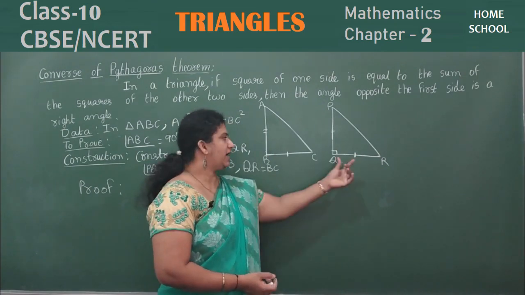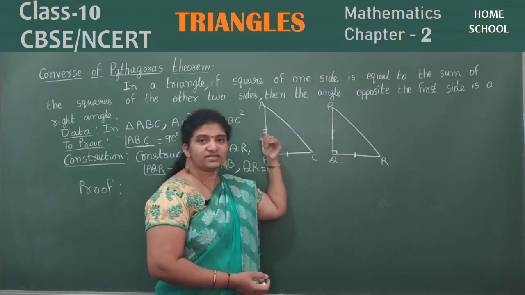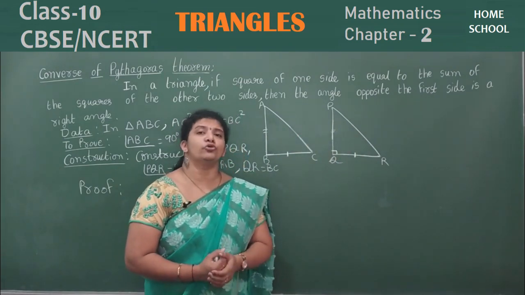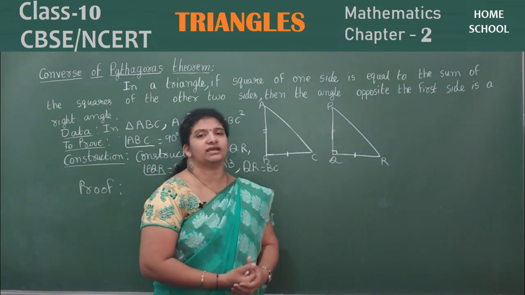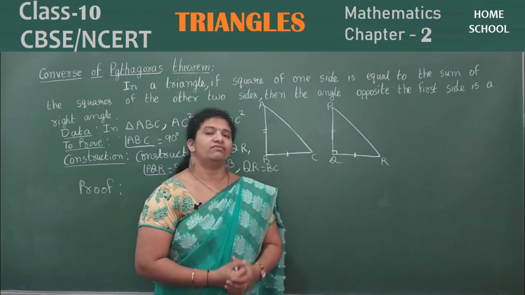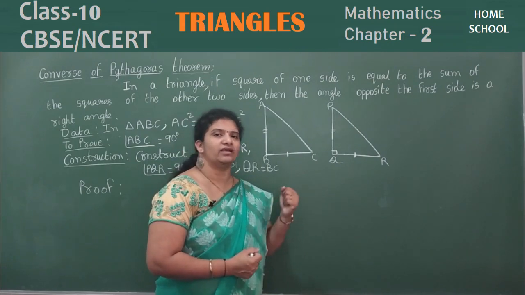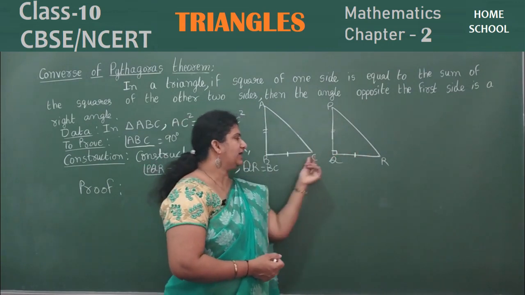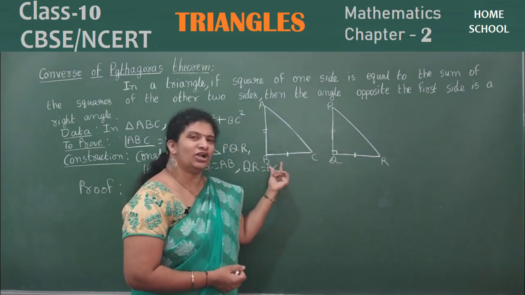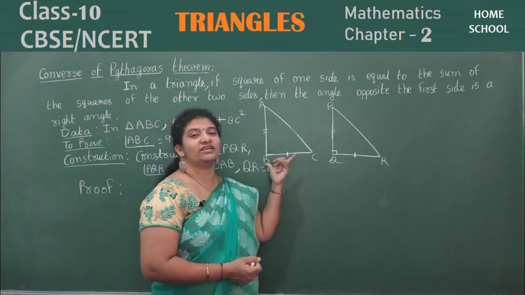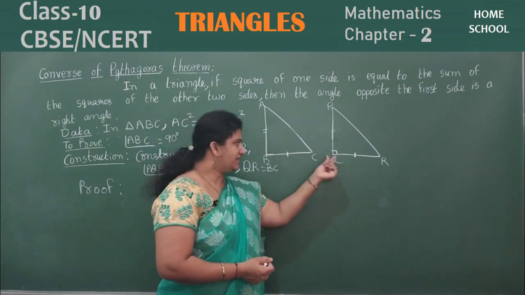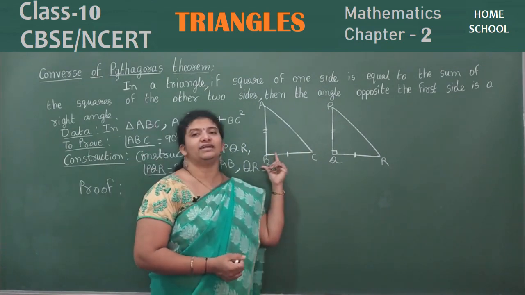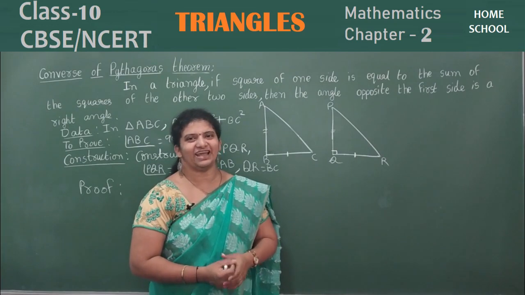Similarly, what can I say? Already we know these two sides are equal. This side is also equal. By SSS congruency, I can say these two triangles are congruent. If they are congruent, I can equate the remaining angles also. So angle P, angle A, angle R, angle C, angle Q is equal to angle B. That is the only thing we need to prove here, that angle Q is equal to angle B equal to 90 degrees. That makes triangle ABC a right triangle, right angled at B.